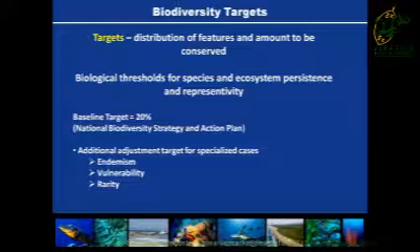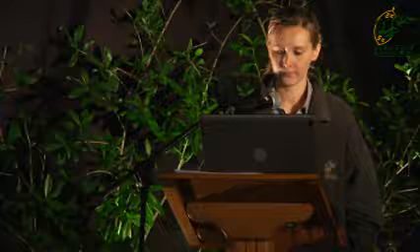These are the distribution of features and the amount we need to be conserved. For each of our features, we had a baseline target of 20%, and we had an adjustment target for specialized cases such as endemism, vulnerability, and rarity. These are very different to protected area targets. It is looking at how much of a feature you actually want conserved.